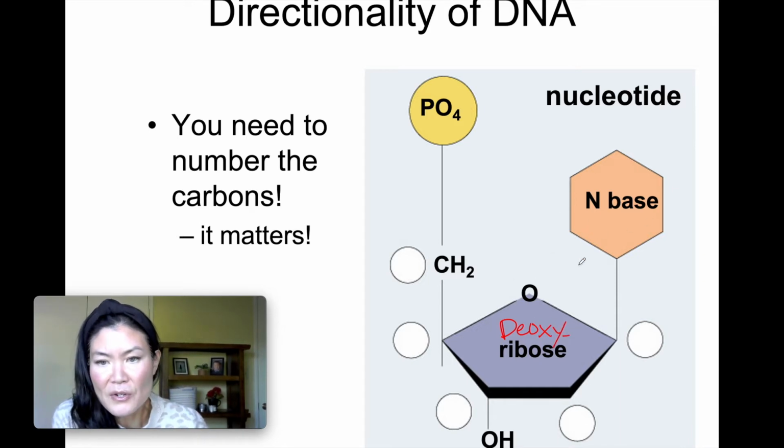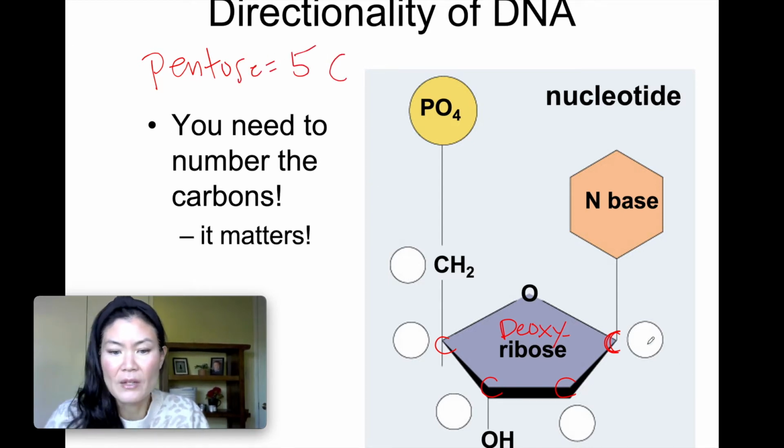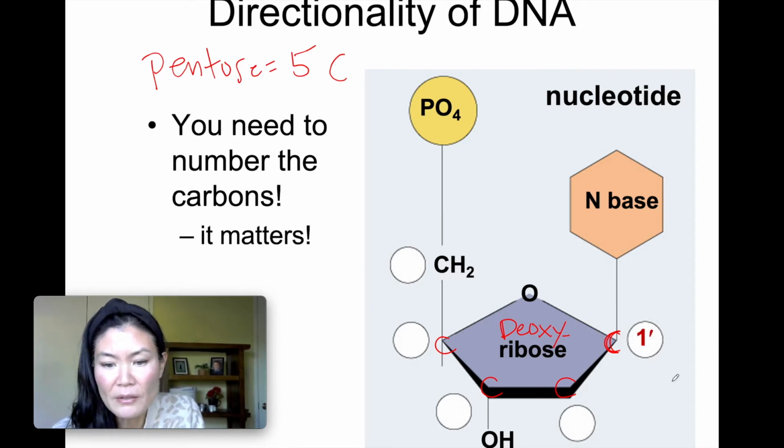So here's our nitrogenous base. There's a carbon in this corner of our deoxyribose sugar, another carbon in this corner, another carbon, and then the next carbon. So this is a pentose sugar. Maybe I'll write it up here: pentose sugar, because it has 5 carbons. So here we have carbon number 1, carbon number 2, carbon number 3, carbon number 4, and carbon number 5.